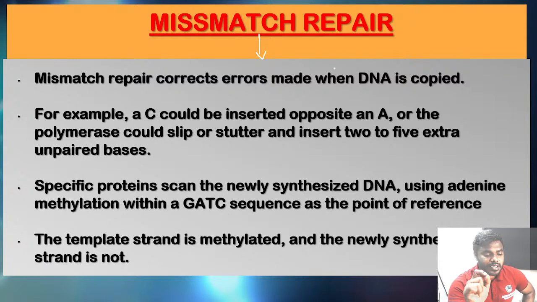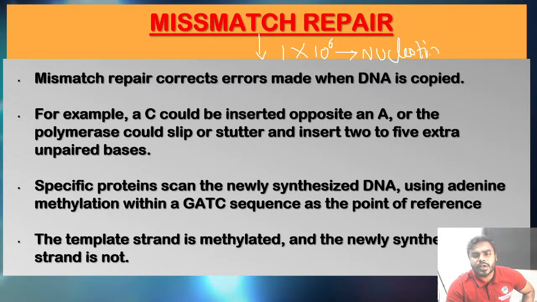DNA polymerase is the most versatile and accurate enzyme. I told you. Yes or no? Of course, yes. And what did I tell you, friends? DNA polymerase enzyme makes only one mistake out of 10 power 6 nucleotides added, which means, in simple words, out of 10 lakhs of nucleotides added, DNA polymerase will make only one mistake.